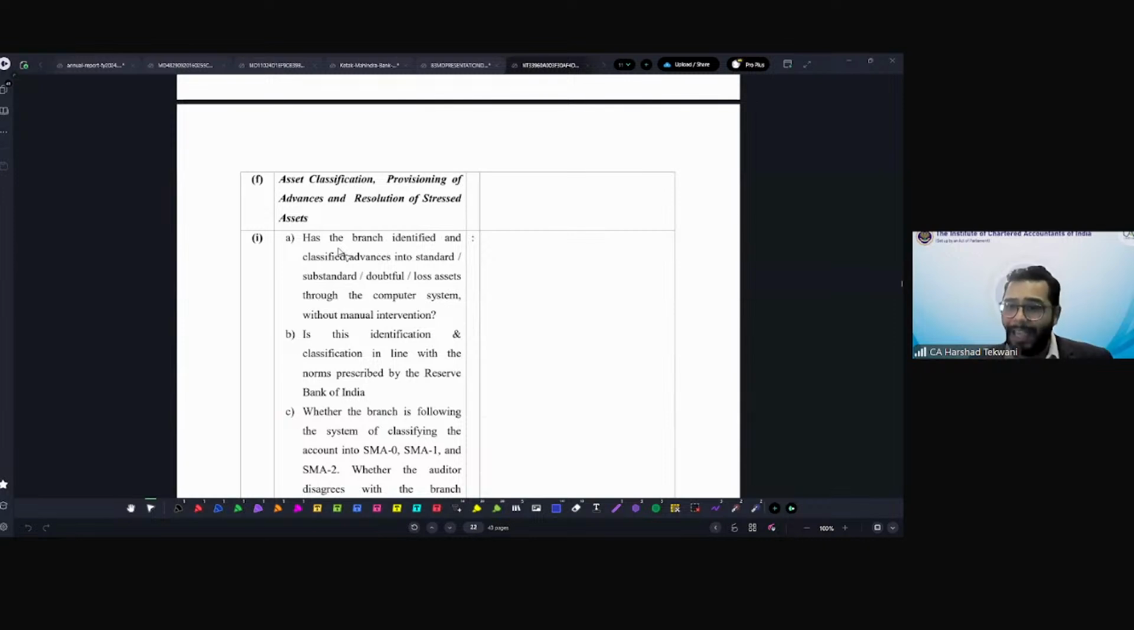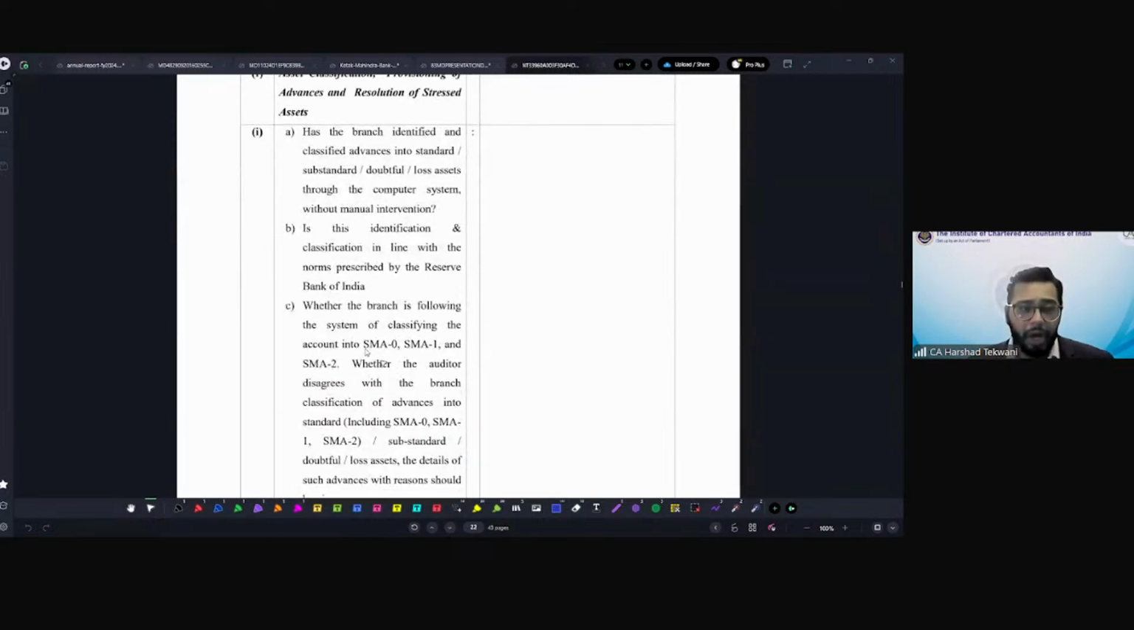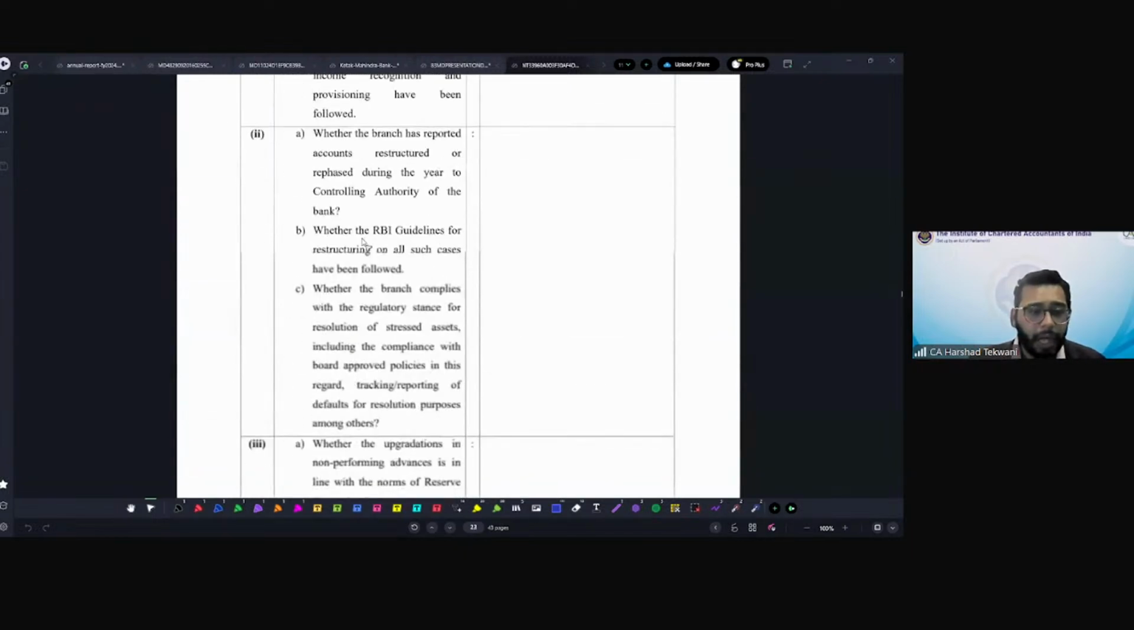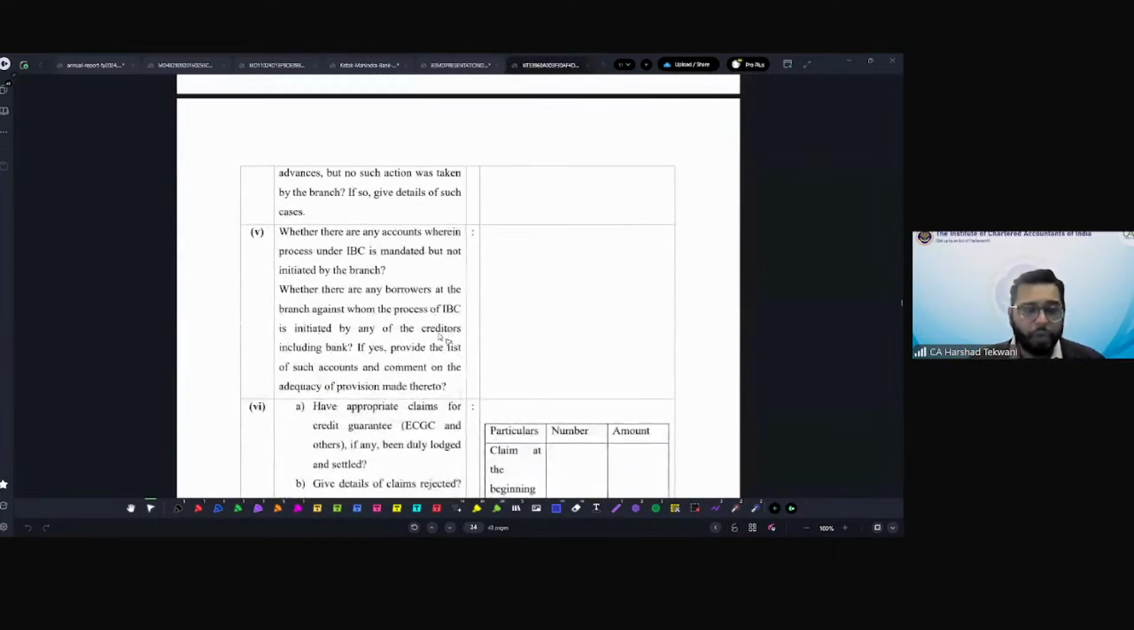Remember provisioning, we have seen asset classification. We saw SMA 0, SMA 1, SMA 2 in NBFC. Similarly, it is applicable in the banks also. We have seen standard, doubtful, loss assets in the NBFC. Similarly, it is also applicable in the banks. Okay. There are other classifications also. There are other prudential norms for the banks. There are other things also that we will discuss, but I'm showing you a general example so that you can have a good understanding.